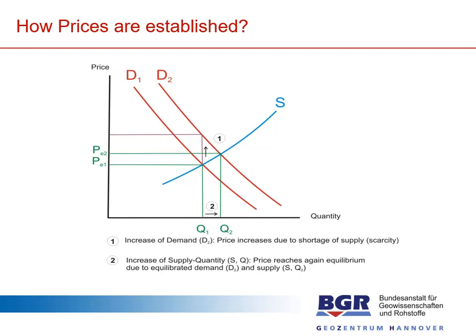So when prices go up due to increased demand, the supply will follow, but it will follow some time after. So the prices go up and then the supply is following. And after the demand has increased, the supply is increasing. And in a certain time, the supply will reach the demand or even be a little higher than the demand. And this in turn reduces the prices. So this is a typical cyclical behavior of raw materials.